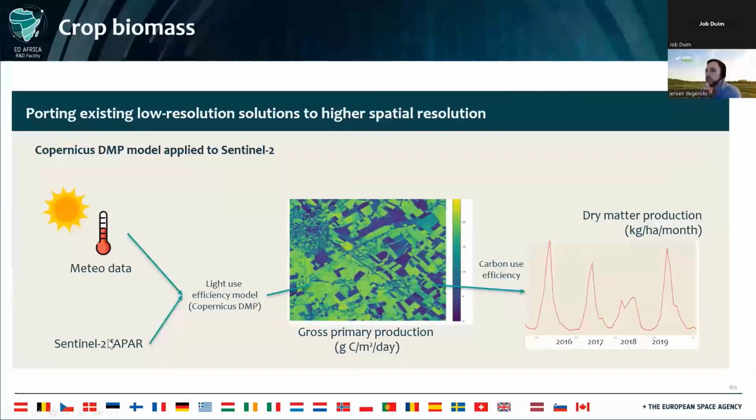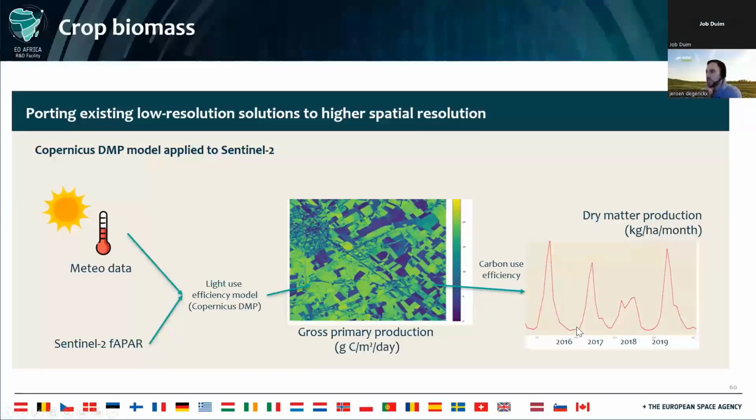Another way is to directly use the Sentinel-2 data as input for your model, and then we typically arrive at the light use efficiency models, which combine Sentinel-2 observations with temperature and radiation from meteorological data to estimate, first of all, this gross primary production, so the amount of carbon that is fixed through photosynthesis on a daily basis. This carbon quantity can then be transferred or translated to dry matter production. So what you get from these models is a time series of dry matter production.